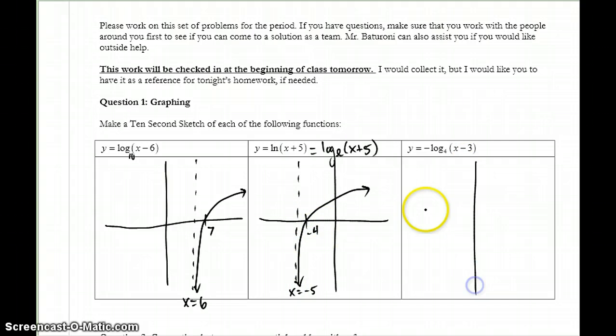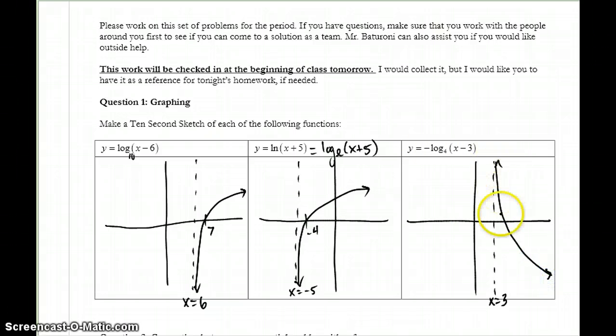Last one, here we're looking to have minus 3, so we're shifting to the right 3 to x equals 3. It's 4 as the base of the logarithm, so it's going to be growth. But because there's a negative in front, these pictures are going to get flipped over. It's going to look something like that, with an x-intercept, 1 to the right, at 4.